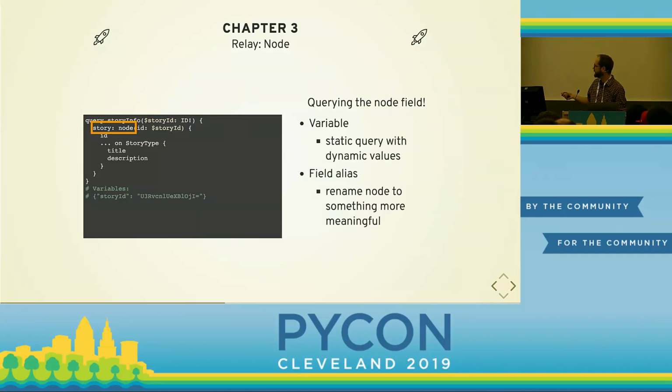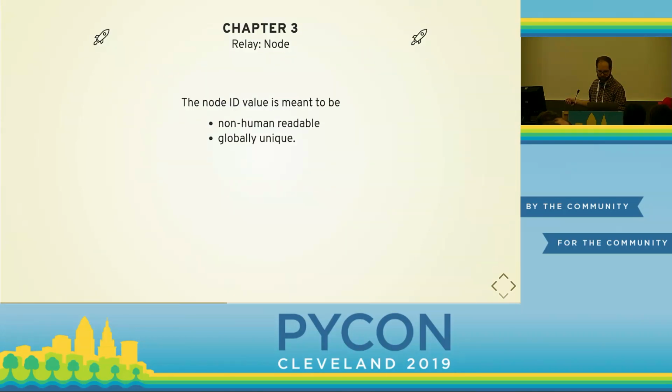We can alias a field to something more meaningful. So node is pretty generic sounding, so we can rename that in our results to story, because that's what we're expecting back. We can also have an inline fragment, which only fetches these fields, the title and description, if the type of the node matches that story type. So that's when that is type of comes in handy.